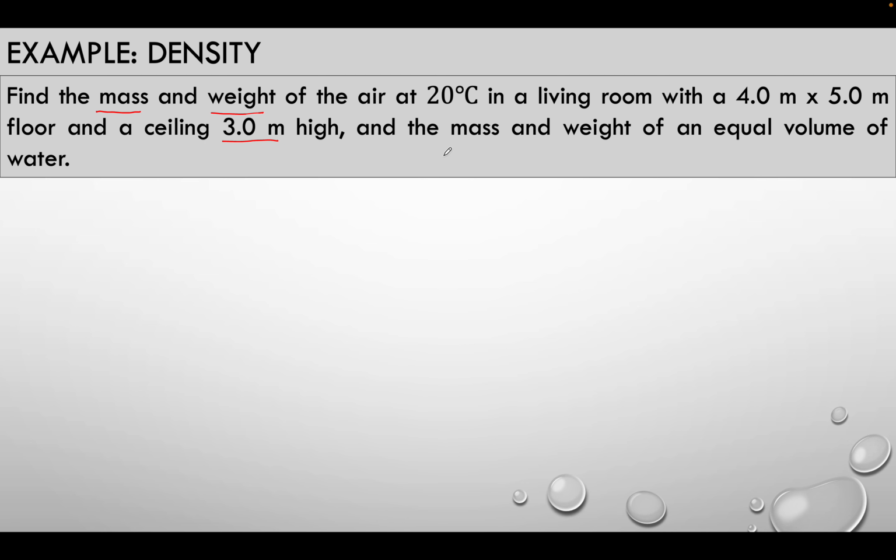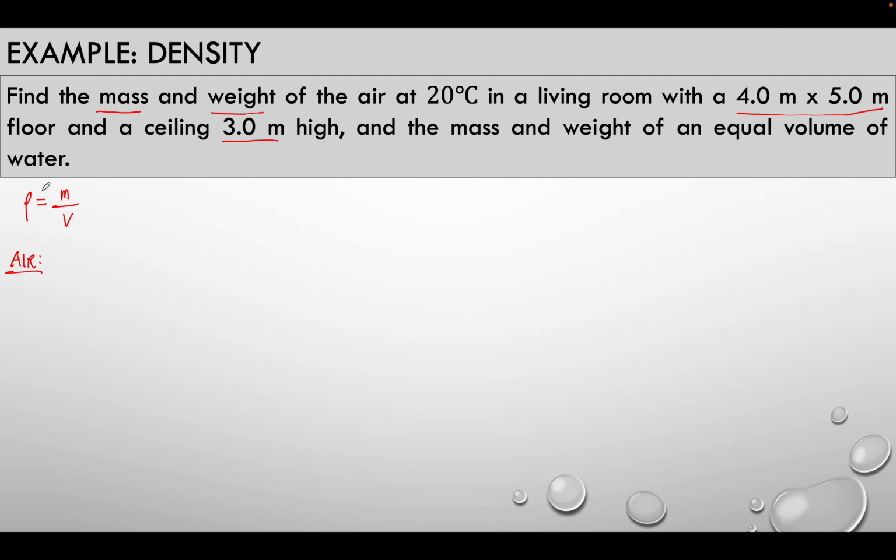So first, we need to solve for the mass and weight of the air, and also the mass and weight of the water in the same area of the living room. Okay. So now, take note that density is equal to mass divided by volume. So let's first have the air.